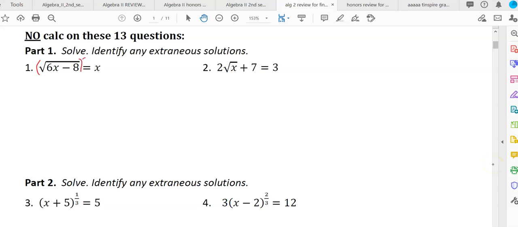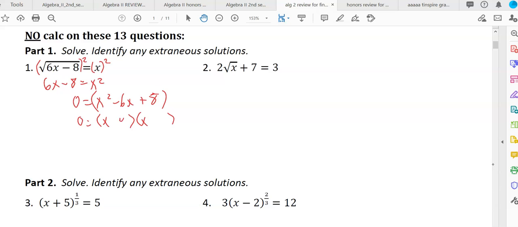So I think we would square both sides in this case. And we get 6x minus 8 equals x squared. Let's get all those on one side. So x squared minus 6x plus 8. That's a quadratic. That's why we did that. So we're going to try to factor that.